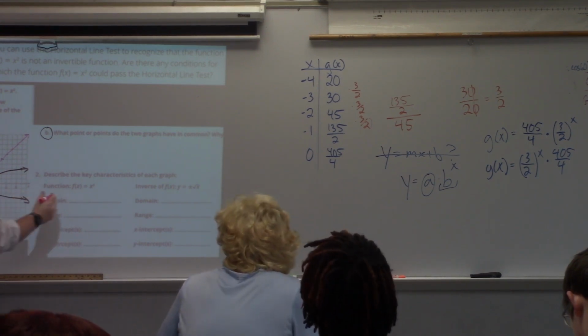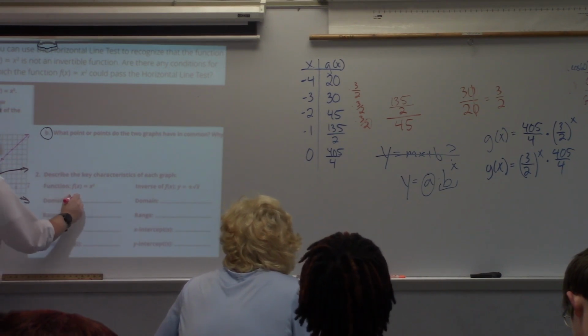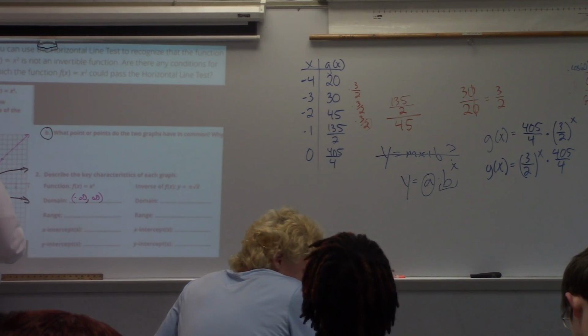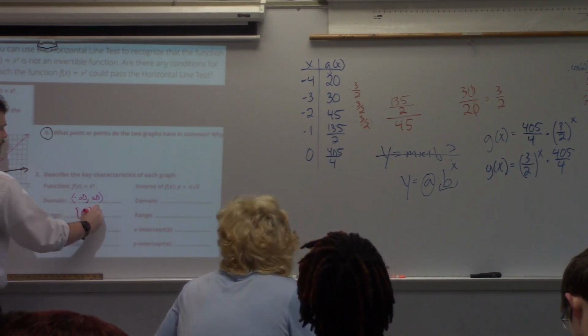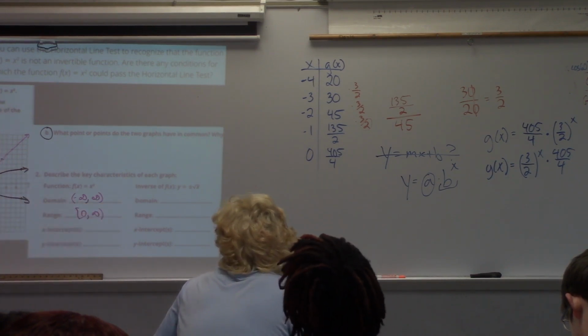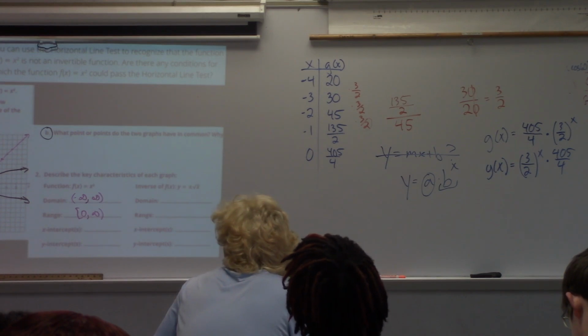Where we finally left off yesterday was that the domain was negative infinity to infinity for y = x squared. The range was 0 to infinity. And then what did we see for the domain and range for the inverse? It's the opposite. So 0 to infinity for the domain, and negative infinity to infinity for the range.